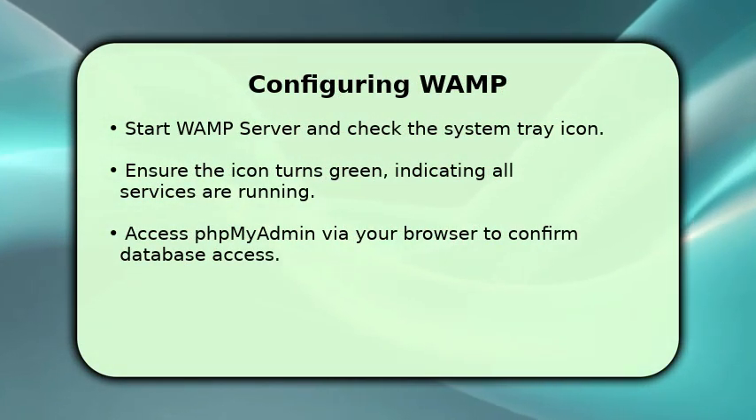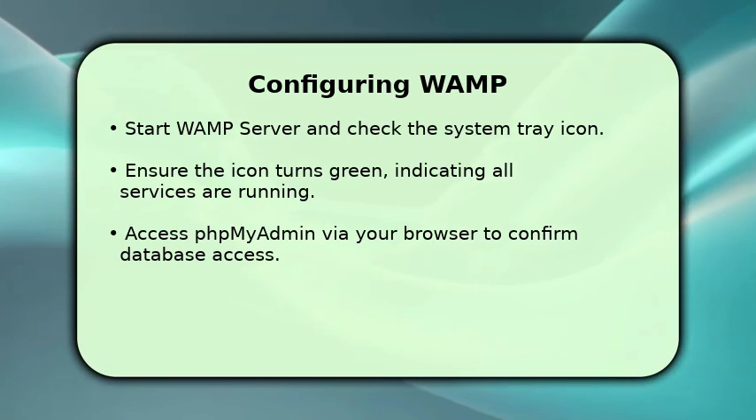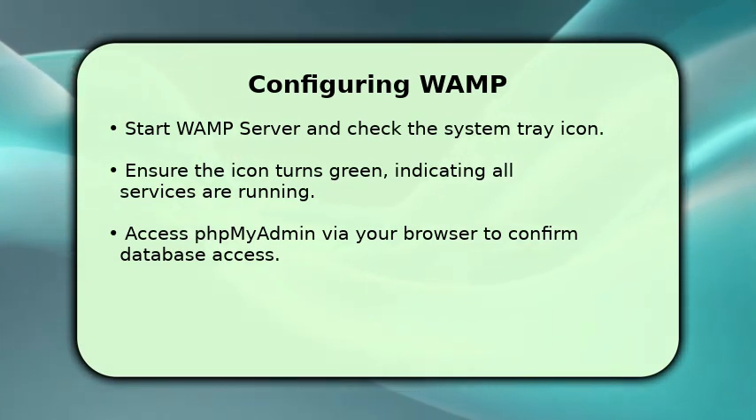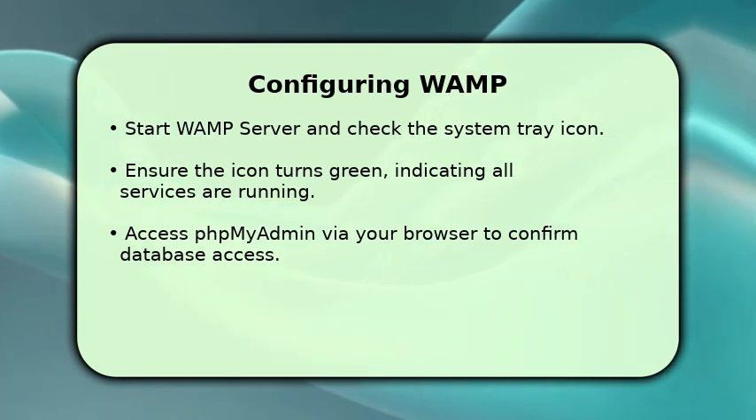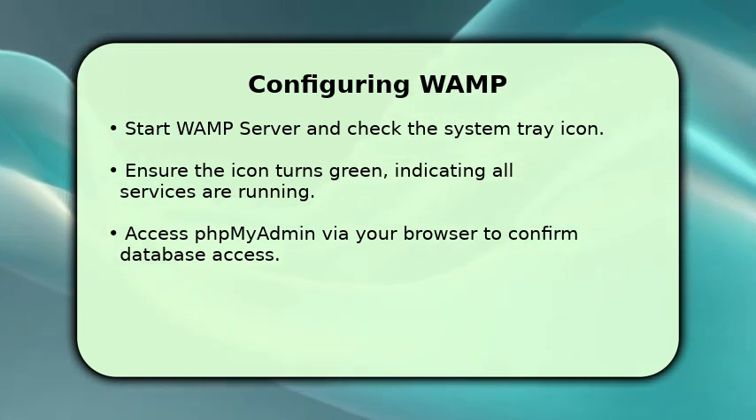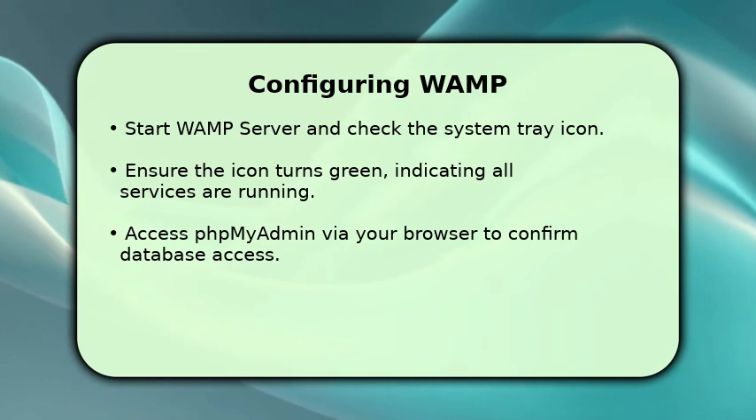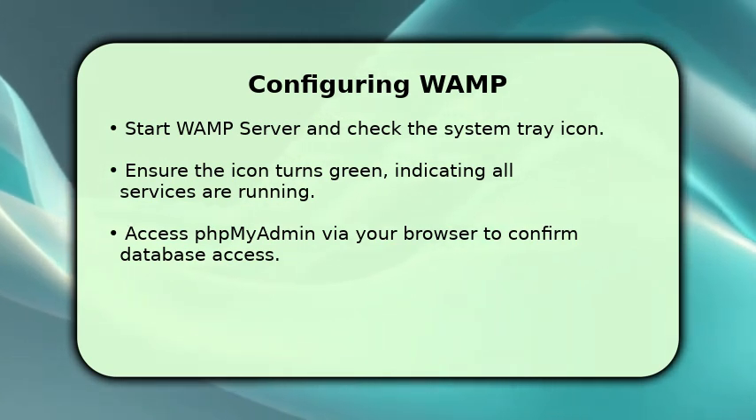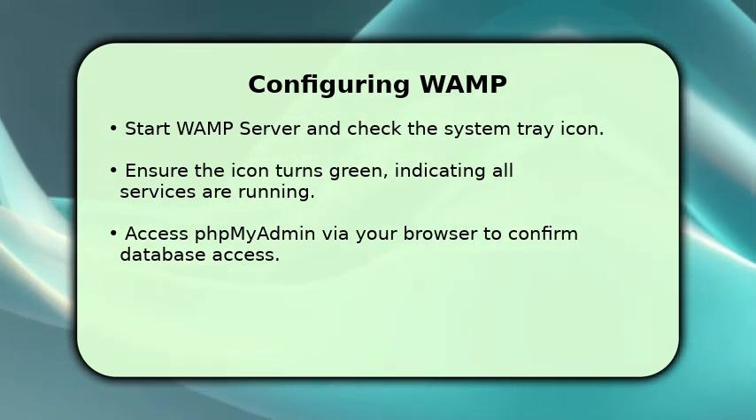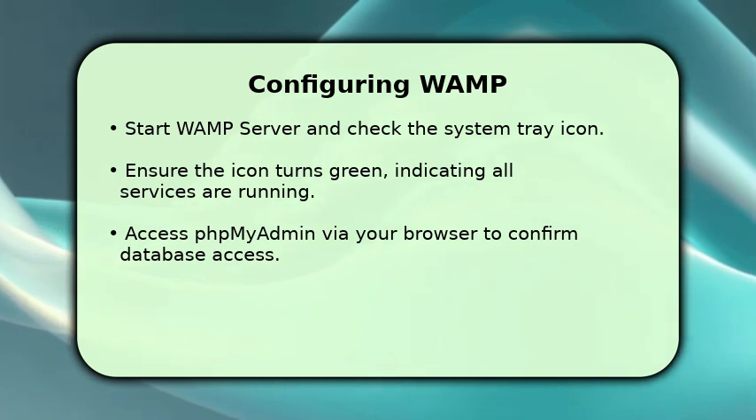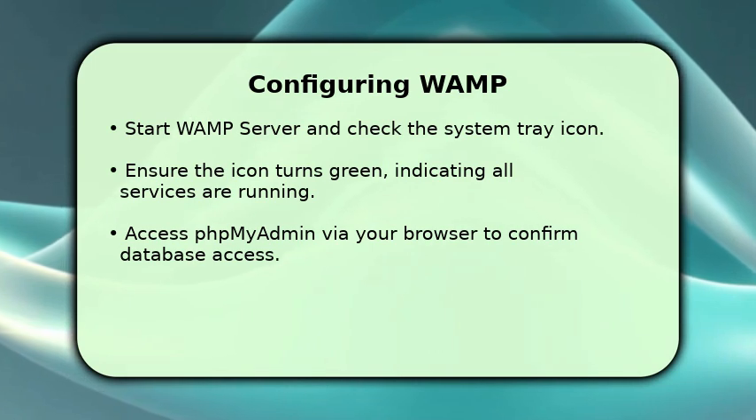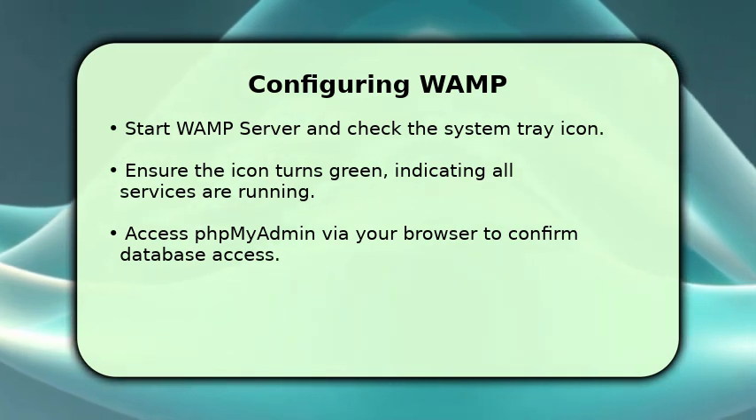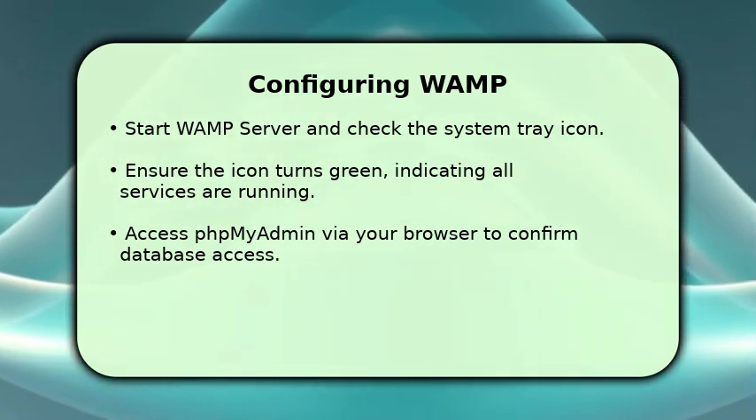After installation, start WAMP server. The system tray icon will change from red to orange, then green, indicating all services are running. If it remains orange, a port conflict, often with port 80, might be the issue. Click the icon for service controls. Finally, open your browser and visit localhost for the dashboard, and localhost/phpMyAdmin to manage your databases.